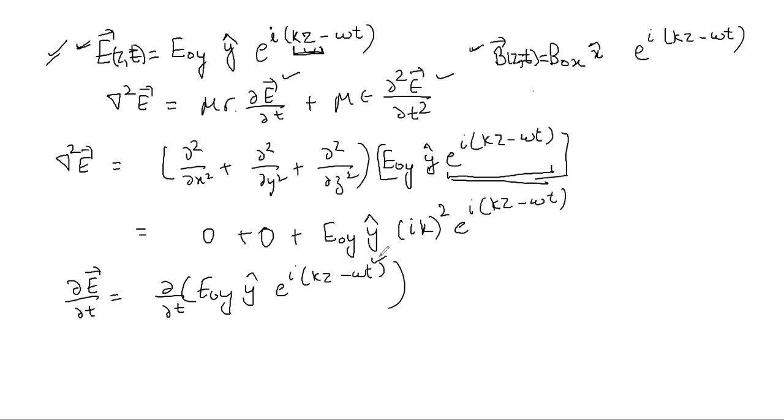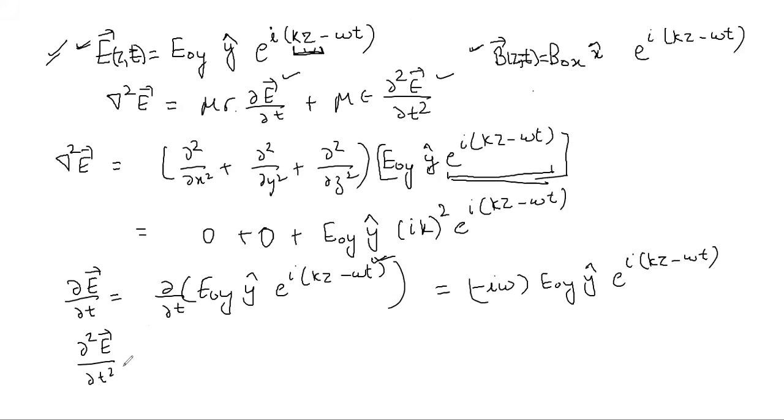Time की जो term है, only this is the term which contains time here. With respect to time, अगर आप derivative करोगे, what you will get is minus iota omega, and the rest of the term will come as it is. Second time, with respect to time अगर आप derivative करोगे, what you will get is minus iota omega square, and the rest of the term would be as it is.